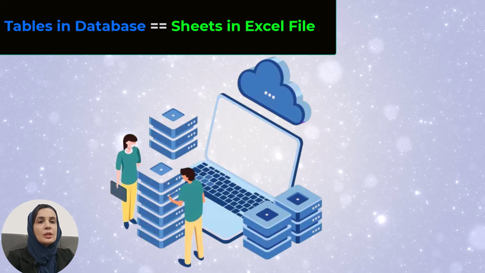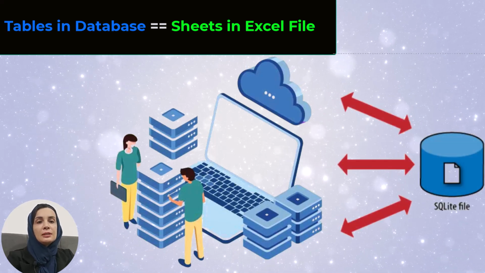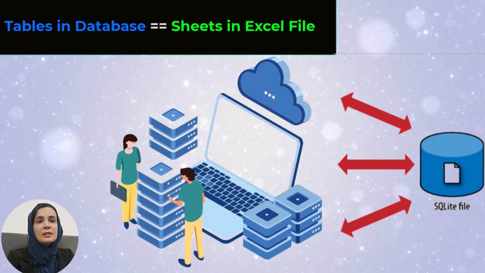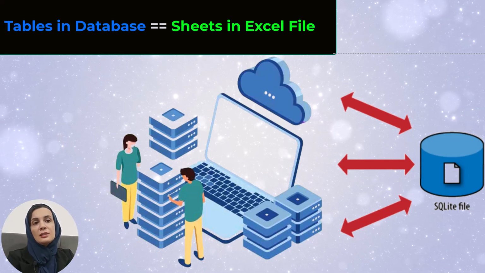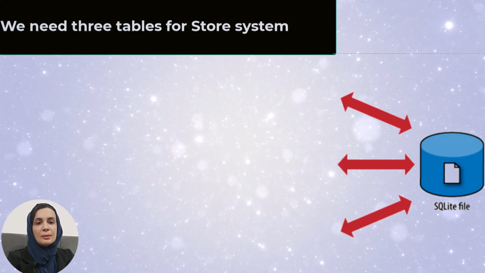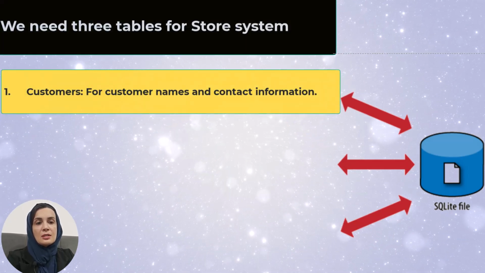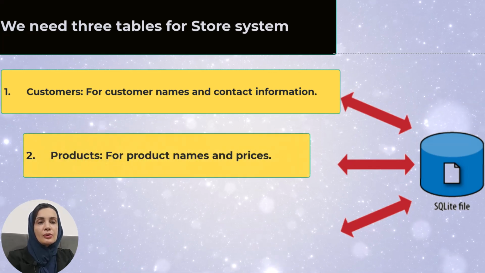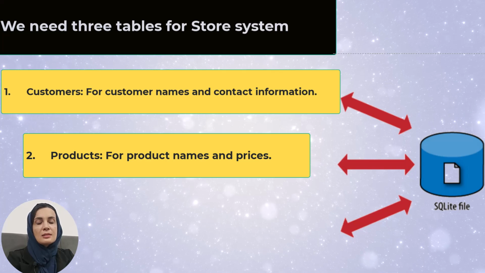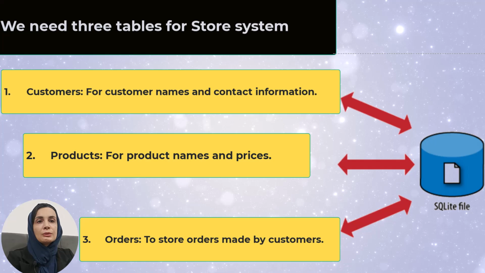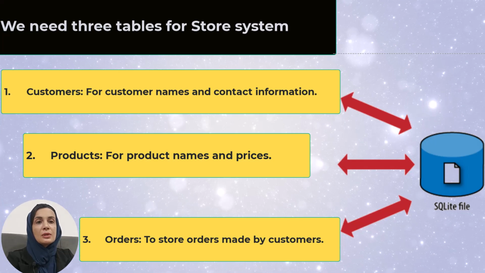After this, we need a table. A table in a database is like a sheet in Excel. A table is where we store data in a database. For the customer management system, we have 3 tables: customers for customer names and contact information, products for product names and prices, and orders to store orders made by customers. We can create tables using SQL queries.